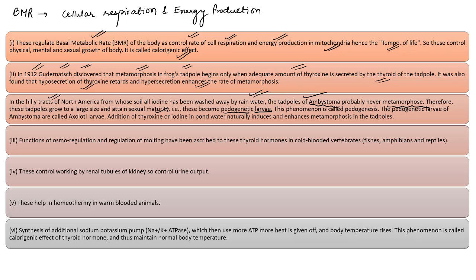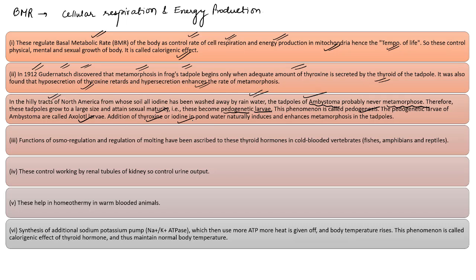This phenomenon is known as pedogenesis. The pedogenetic larva of Ambystoma is called the axolotl larva. Addition of thyroxine or iodine in pond water naturally induces and enhances metamorphosis in the tadpoles. So this is a very important fact you should remember. The process is known as what? Pedogenesis. The pedogenetic larvae of Ambystoma are called axolotl larvae.